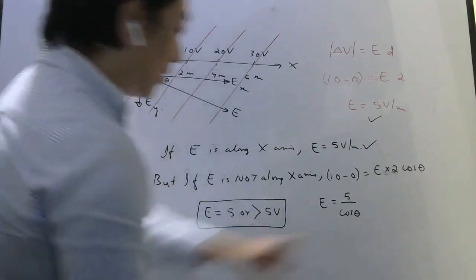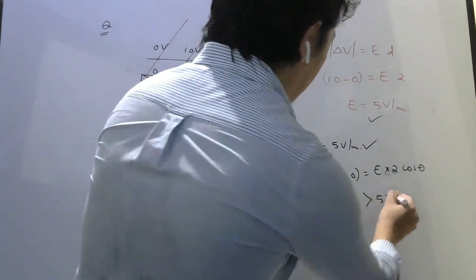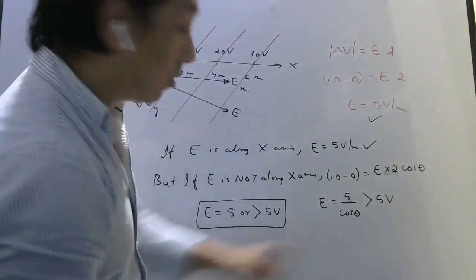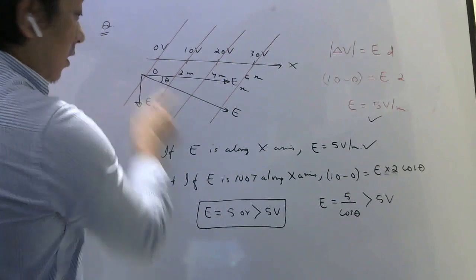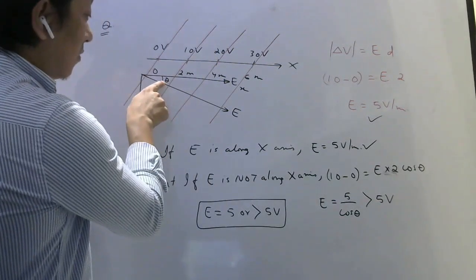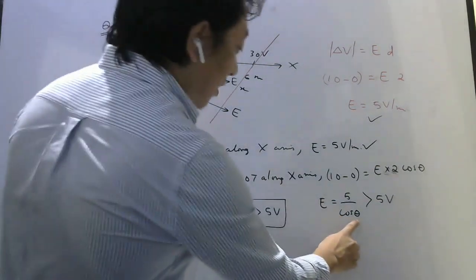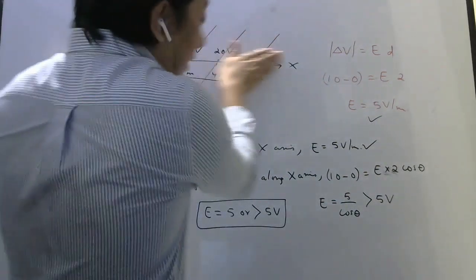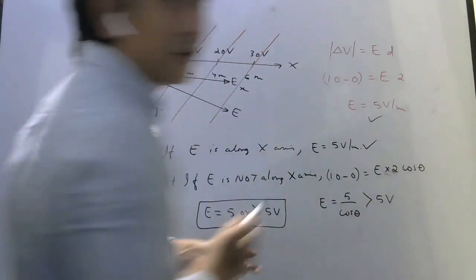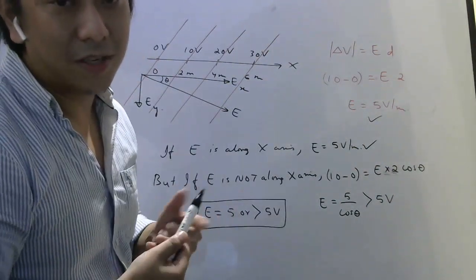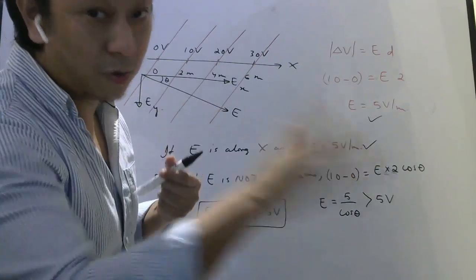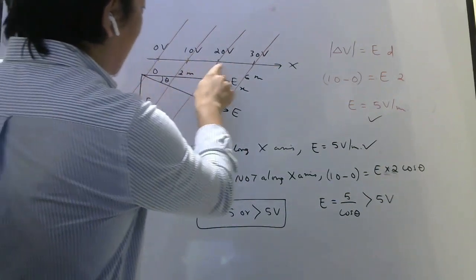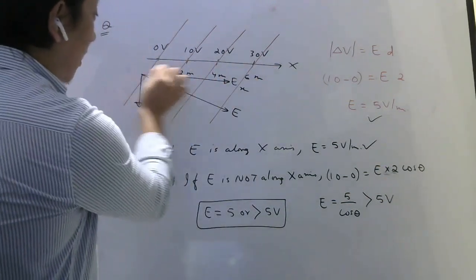Understood, students, now? Because this is greater than 5 volt. Why? Because cos theta is a number less than 1, or it can be 1. If cos theta is 1, then what is the meaning of theta? Then it is 0 degree. So if theta is 0 degree, then you are saying electric field is in this direction. So if electric field was along x-axis, then this answer is correct. But that was not mentioned in the question. The only thing I told is electric field is uniform. That's it. But I did not mention the direction. I just mentioned the potential at different coordinates of your x-axis.